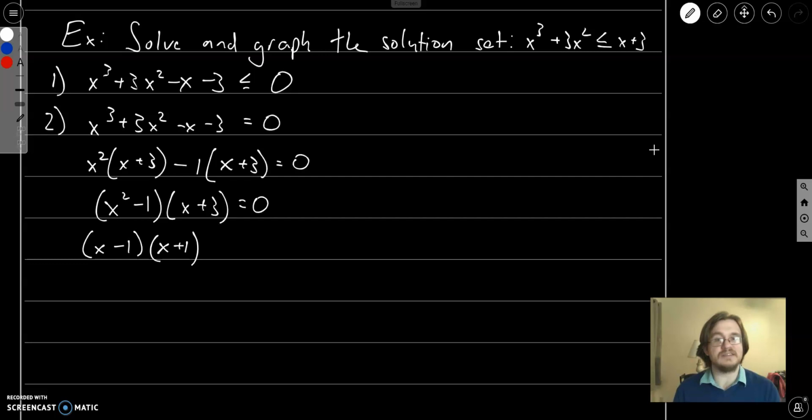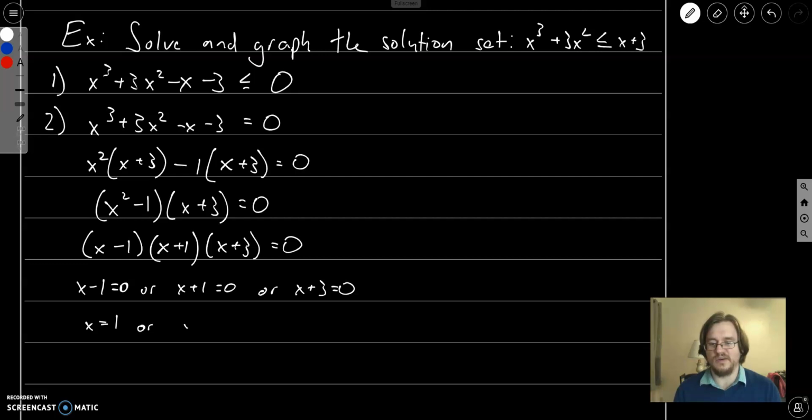Because this is x squared minus 1 squared. And then we have that last factor. So again, we can solve for when this is equal to 0. The only way that three numbers can multiply together to get 0 is when at least one of those is equal to 0. So we have x minus 1 is equal to 0, or x plus 1 is equal to 0, or x plus 3 is equal to 0. And in each case, I can solve that. X is equal to 1, or x is equal to minus 1, or x is equal to negative 3.